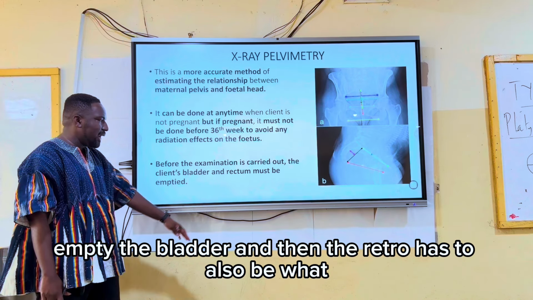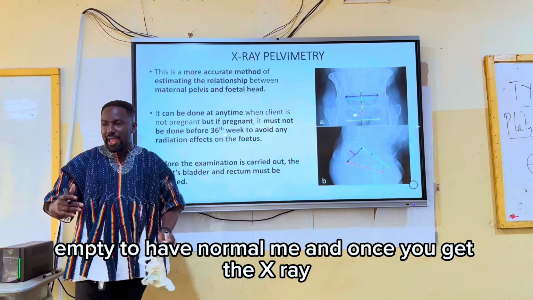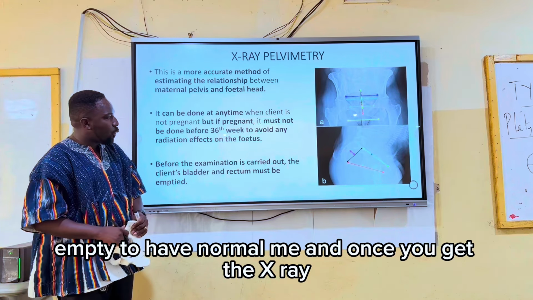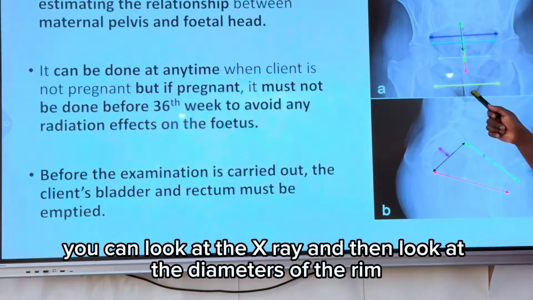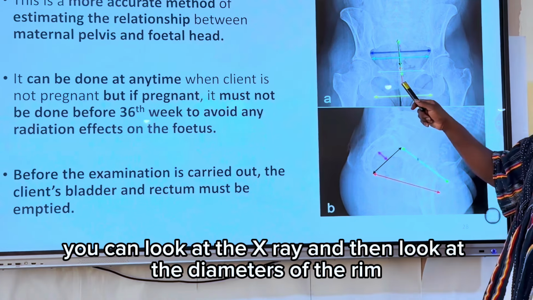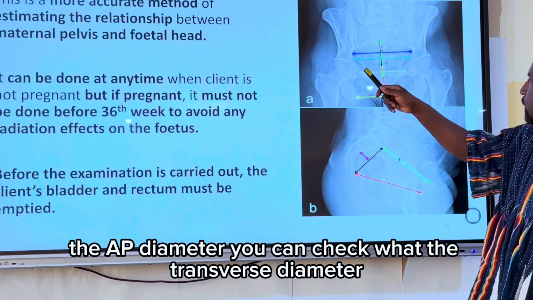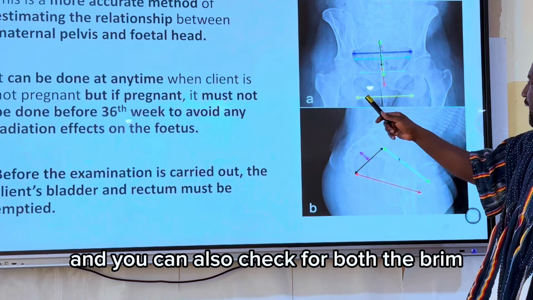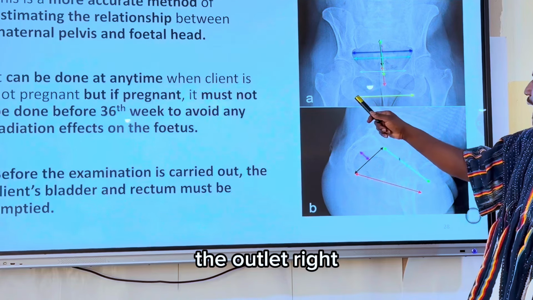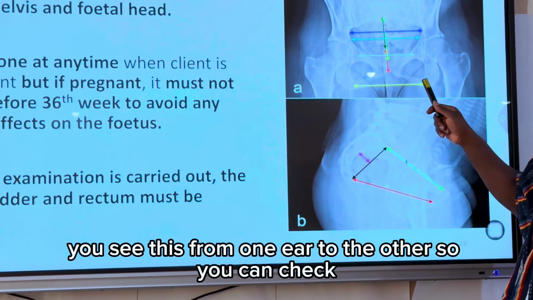And then before the examination is carried out, the pregnant mother has to empty the bladder, and the rectum also has to be empty. Once you get the X-ray, you can look at the diameters of the brim, the AP diameter, and the transverse diameter. And then you can also check the outlet, from one ischial tuberosity to the other.